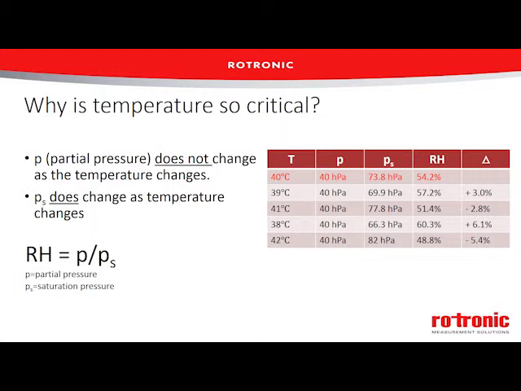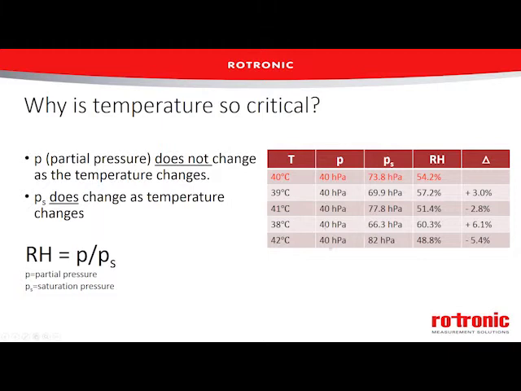In this case, we've got a chamber set to 40 degrees C and about 55% relative humidity, 54.2 to be specific for this example. We know what our partial pressure of water vapor is, and we know what our saturation vapor pressure is. All we're going to do here is change the temperature. The water content in this chamber is not being changed at all, and we can see that by our partial pressure not changing in any of these examples.